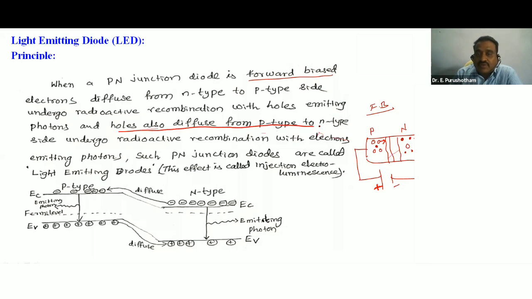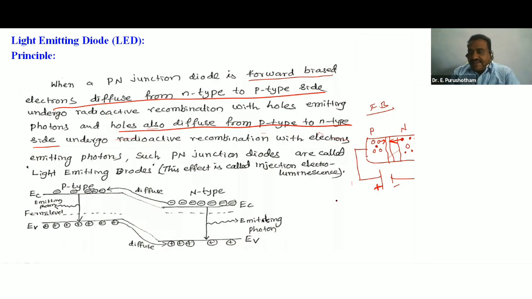Holes also diffuse from p-type to n-type. Electrons also diffuse from n-type to p-type. You can see electrons diffuse from n-type to p-type side. What I am saying is, when the PN junction diode is in forward biased, holes diffuse from p-type to n-type semiconductor, and electrons also diffuse from n-type to p-type semiconductor and undergo radiative recombination with each other. Due to this recombination, it emits photon radiation. This type of diode is called a light emitting diode.